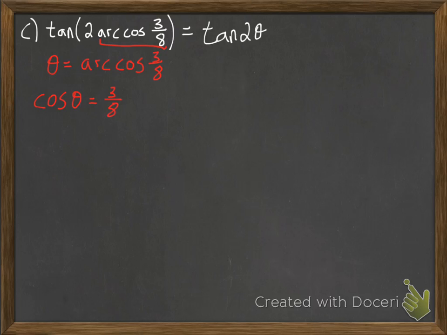So using our double angle identity for tangent, we recall that tangent of twice an angle is 2 tangent of the angle over 1 minus tangent squared of the angle. So now, not only do we know that cosine of theta is 3/8, because theta came from an inverse trig function, we know that theta must be in the first quadrant because it's positive.